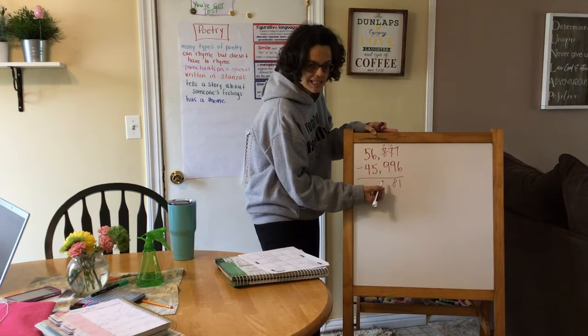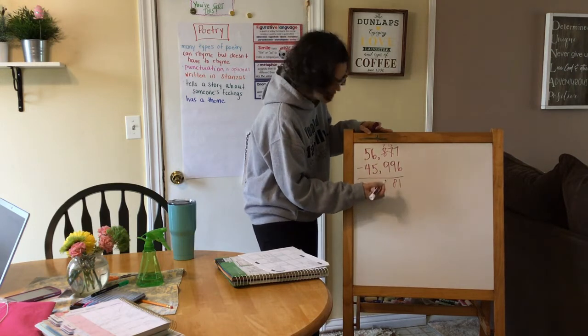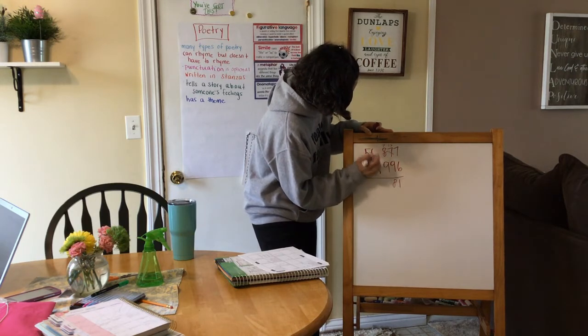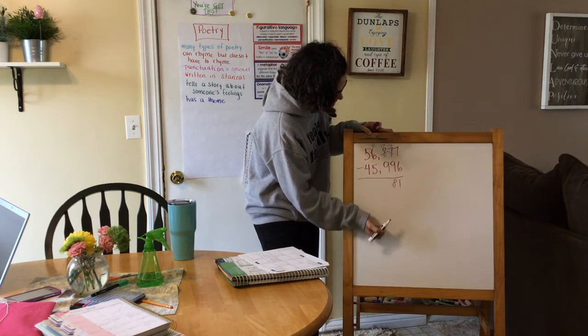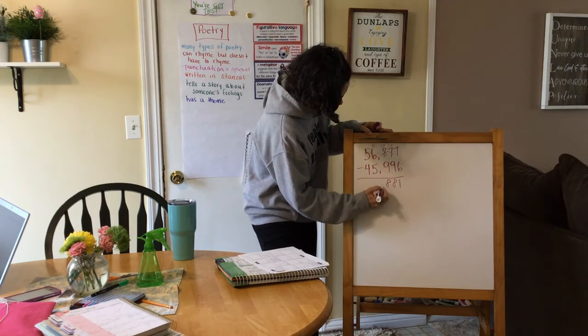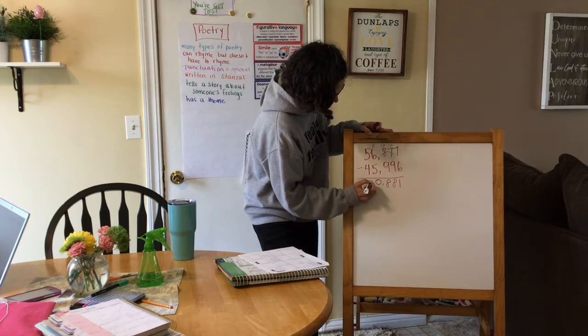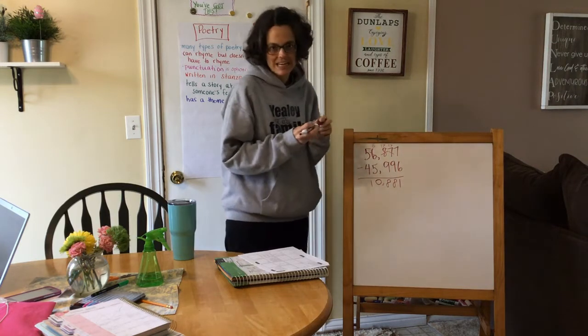Can I do 7 minus 9? No. So I'm going to trade in 1,000, and then I'm going to have 1,700. So 17 minus 9 is 8. 5 minus 5 is 0. 5 minus 4 is 1. So my difference is 10,881.